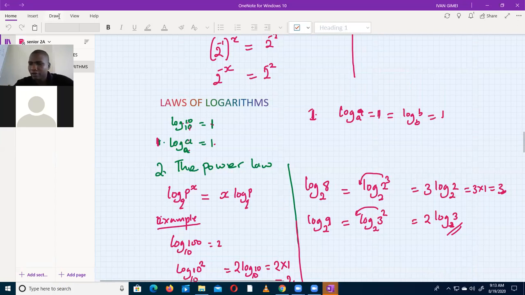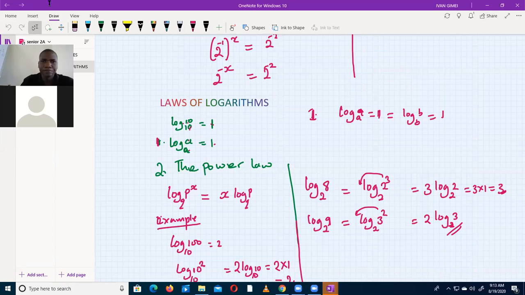We can drop the power. We can carry this power here and drop it. We're trying to buy time as we wait for your colleagues to log in. So this power can be dropped. It comes this side, you know. It comes that side, and we have that x coming here. Then log of p q. We tried it with this example.